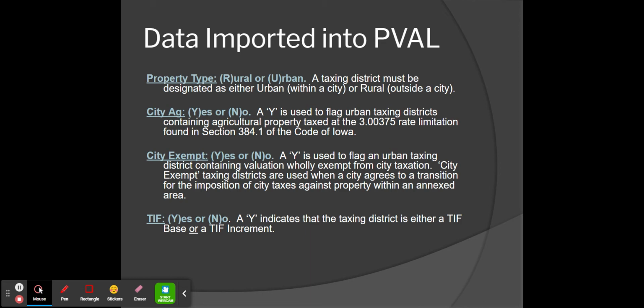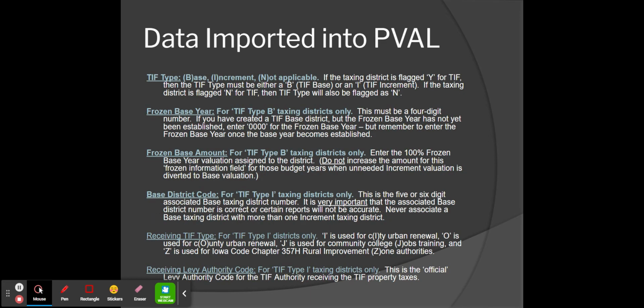TIF, yes or no, just indicates that the tax district is part of a TIF situation. So it's either a base or an increment. So yes, then of course, if the tax district is flagged yes for TIF, then the TIF type must be either a B for base or an I for increment.